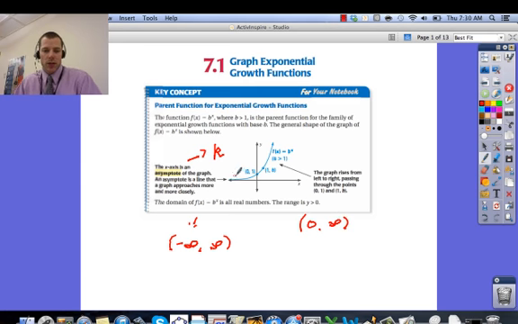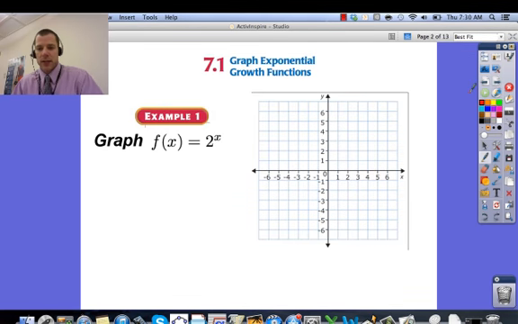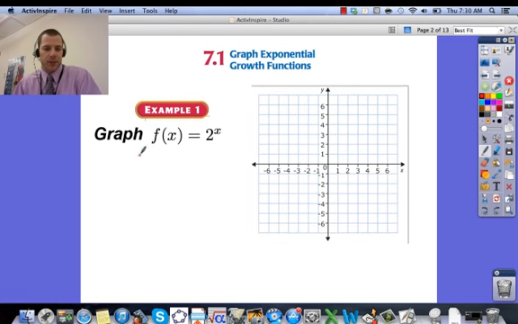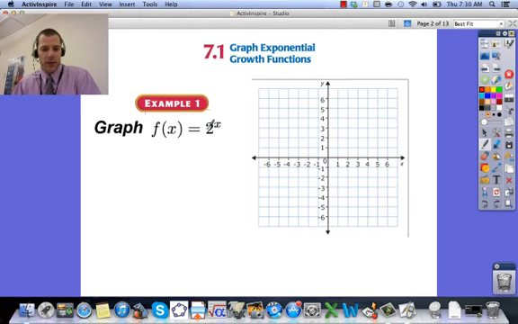So what we're going to do today is graph several of these functions, and then we're going to make another video dealing with compound interest and another type of exponential growth function. So let's go ahead and do that. So here is our first one, example 1. Graph this simple function. In this case our b value, if you want to identify it, b is 2.